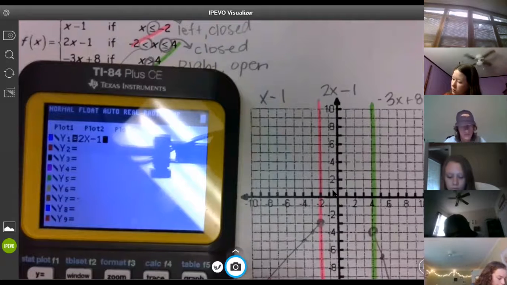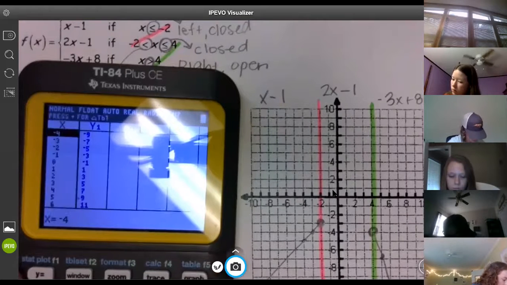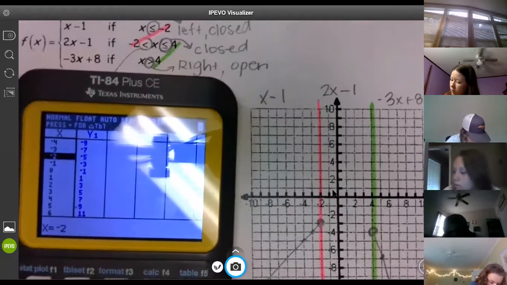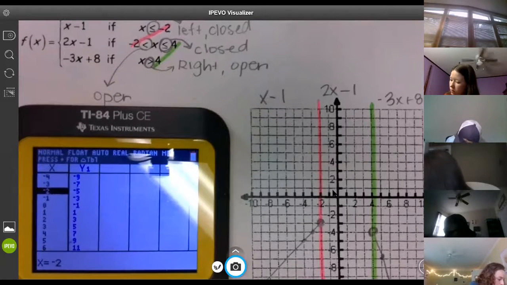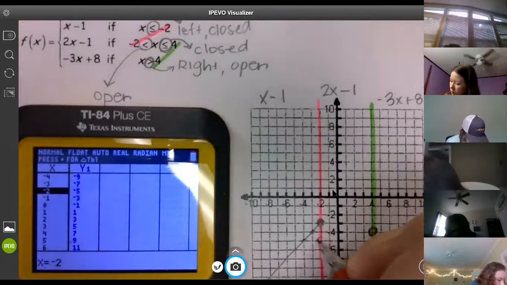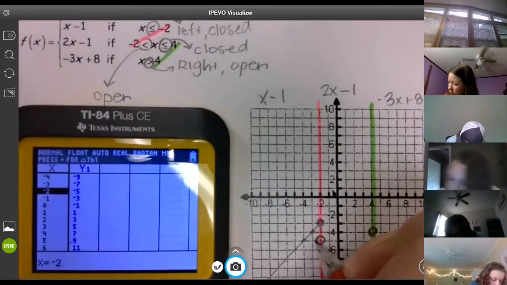2x minus 1. And I'm going to look at my table. I need the boundaries of -2 and 4. So I'm going to start at -2. And remember the pink boundary said it was open. So -2, -5, I'm going to open it up.